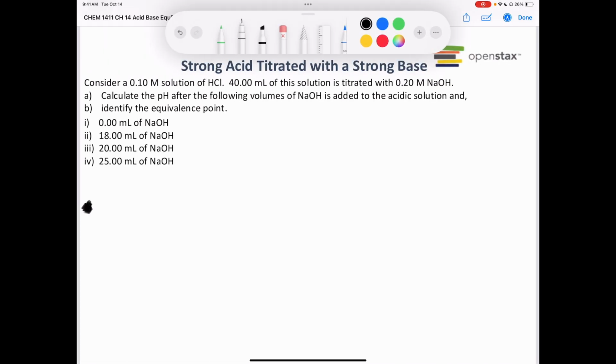And so we're going to start here, a strong acid being titrated with a strong base. So it says, consider 0.1 molar solution of hydrochloric acid. You take 40 milliliters of that solution and you're going to titrate it with 0.2 molar sodium hydroxide. So the sodium hydroxide has a concentration that's twice as high as the concentration of the hydrochloric acid. Calculate the pH after the following volumes of sodium hydroxide have been added to the acidic solution, and we're going to identify the equivalence point.